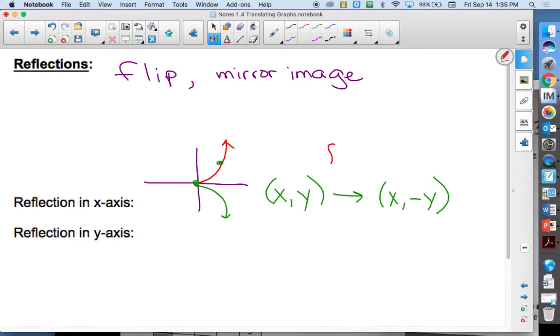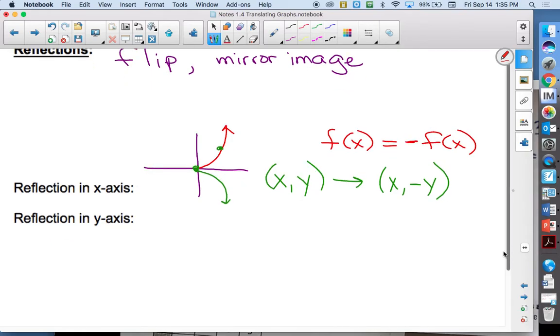The way that you'll see it written as a function, if it's a reflection in the x-axis, if I'm making y negative, that means the whole function is becoming negative. That's another way of saying make y negative. So you will see negative and then f of x. Your whole function's becoming negative or your y is becoming negative. They mean the same thing, just using different notation.